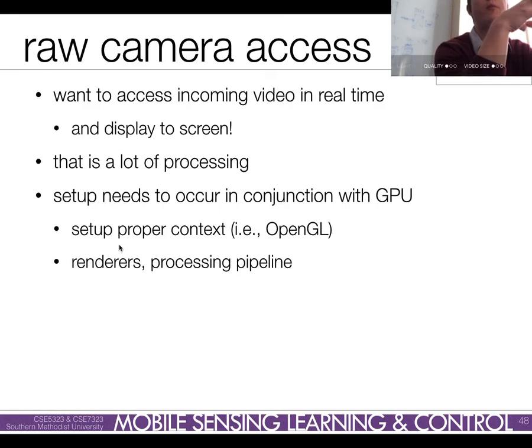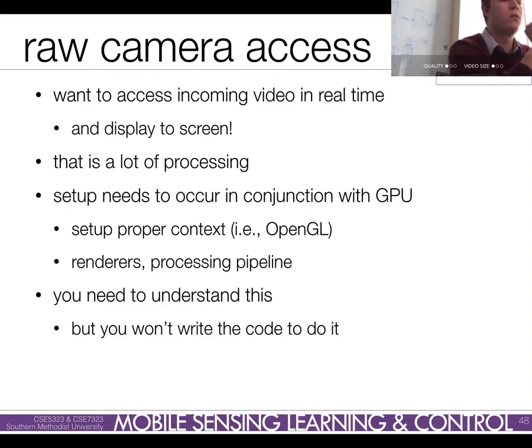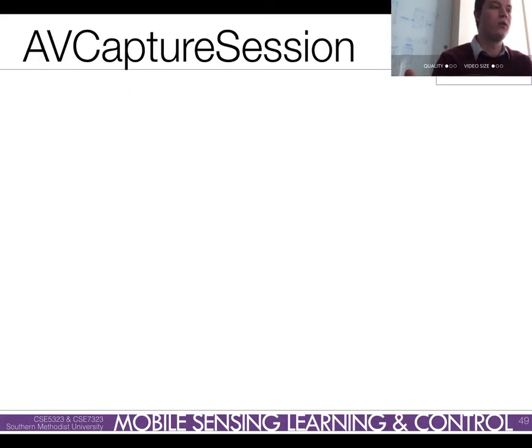Essentially, we want to set up a proper context, which is something that was taken care of for you with the OpenGL library when you were displaying the audio onto the screen. But we also want to set up everything in conjunction with our renderers and the processing pipeline which we have. Okay? You need to understand what we're doing here. You are not going to have to write the code to do it. Okay? But I want you to understand what this process looks like.